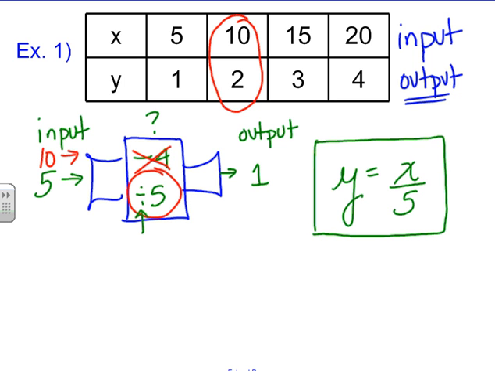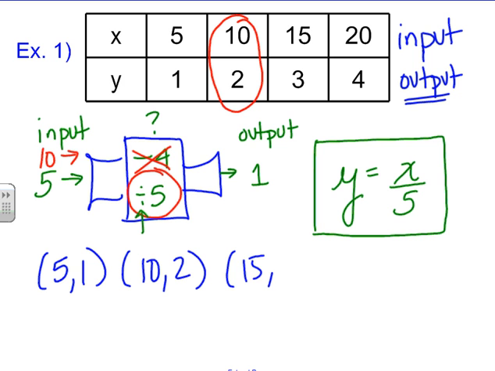Now, sometimes we don't get the points that way. Sometimes we'll get ordered pairs like (5, 1), (10, 2), (15, 3), and (20, 4). Sometimes that's how our pairs will show up. But even if our pairs show this way, we can still see our inputs and our outputs.